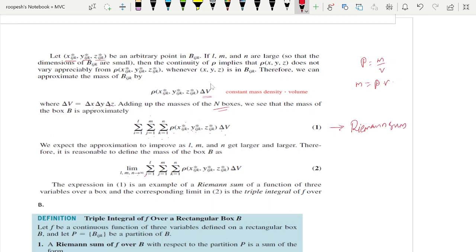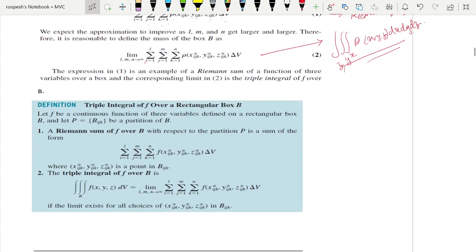Now as L, M, N tend to infinity, this will become a triple integral. Each sum will become an integral, so this will become the integral of rho of xyz dx dy dz, with respect to x, with respect to y and with respect to z. So this is the definition of your triple integral.